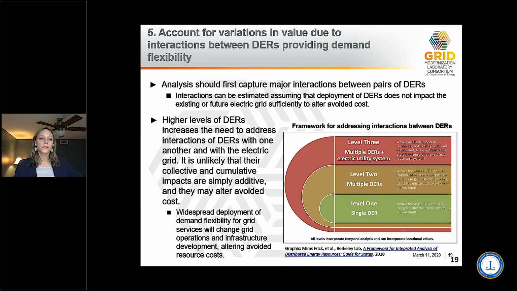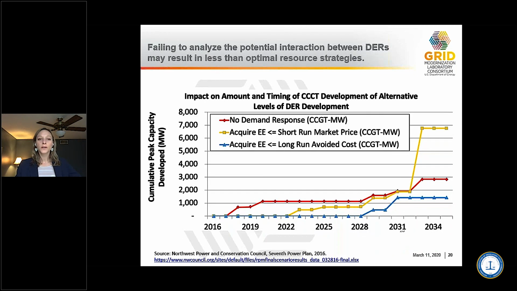If we can go on to the next slide, slide 20. This is another example, and this speaks to how failing to analyze the potential interactions between DERs can result in a less than optimal resource strategy. And this chart shows the quantity and timing of natural gas development under different levels of DER development in the Northwest Power Council's 7th Power Plan.